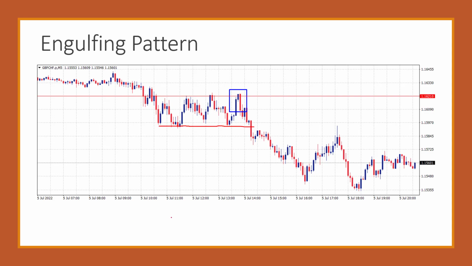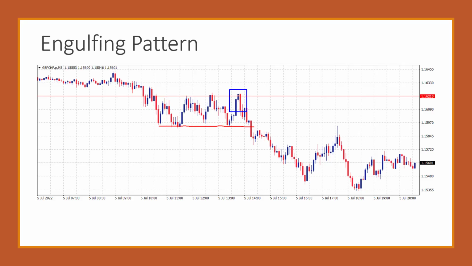But in this instance, we've tested this level a few times, and then what we've had here is what we call the engulfing pattern. So we've had this test, and then we've had this big bearish candle. And this bearish candle has engulfed the previous candle before it. Sometimes it can engulf multiple candles that came before it. In this instance, we've only engulfed the one. We've engulfed almost over 50% of this one here as well, but we fully engulfed this one, and that's usually considered to be a bearish signal.